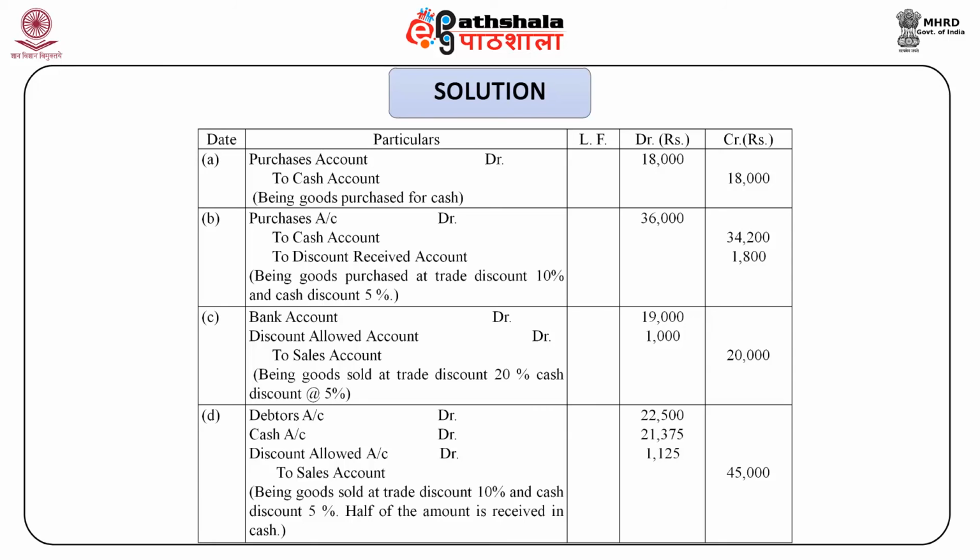D. Sold goods for cash for Rs 50,000, allowed him trade discount 10% and 5% cash discount. Half of the amount was received in cash immediately. The entry to this transaction will be debtors account, cash account and discount allowed account debited by 22,500, 21,375 and 1,125 rupees respectively, to sales account credited by 45,000 rupees.